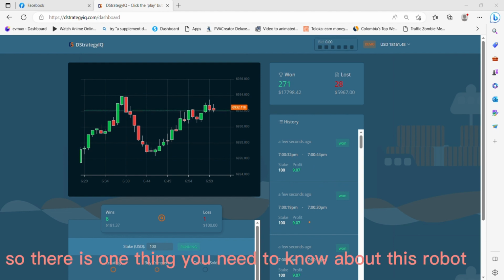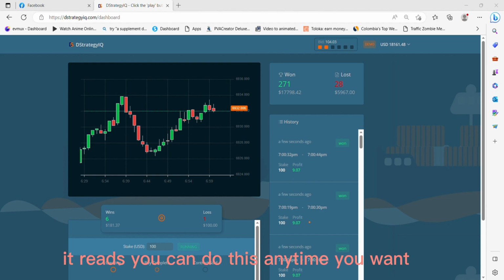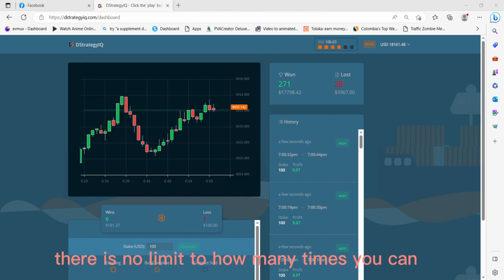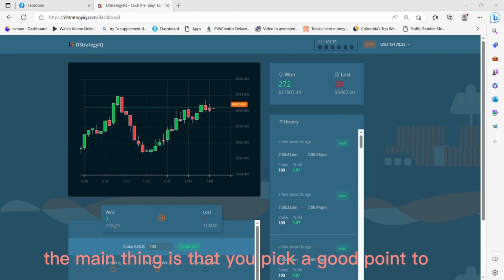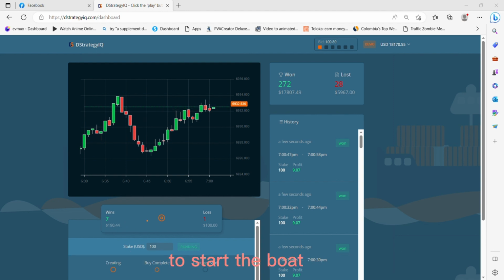So there is another thing you need to know about this robot. You can do this anytime you want. There is no limit to how many times you can start this bot or stop the bot. The main thing is that you pick a good point to start the bot.